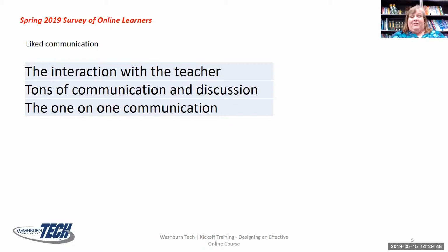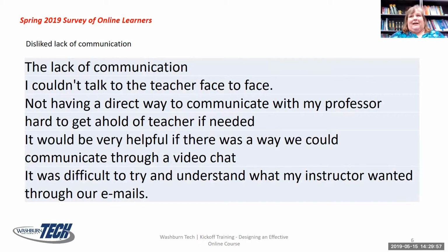They like communication. As you can see here, they like the interaction with the teacher, tons of communication and discussion, and the one-on-one communication. But they did not like the lack of communication. Again, stated here, lack of communication, couldn't talk to the teacher face-to-face, not having a direct way to communicate, hard to get a hold of my teacher. It would be helpful if there was a way we could communicate through video chat. Clearly that was not a Zoom course. And then someone said it was difficult to understand what my instructor wanted through email.